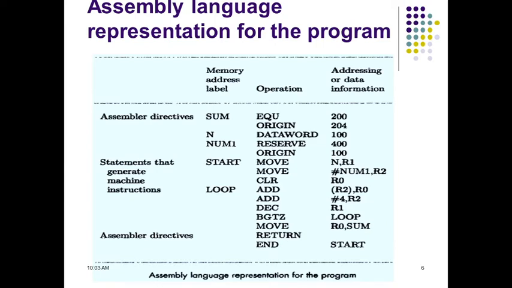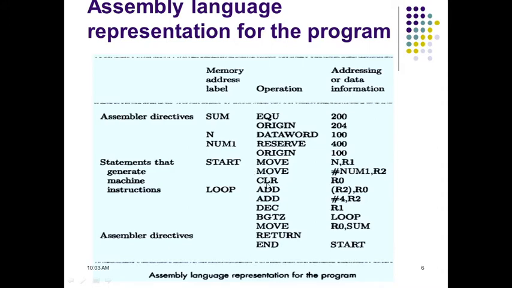Next, you can see this diagram. Let me explain this assembly language representation for the program. These are the assembler directives, that is EQU, origin, data word, reserve, origin. These are the commands that will inform the assembler to do something.